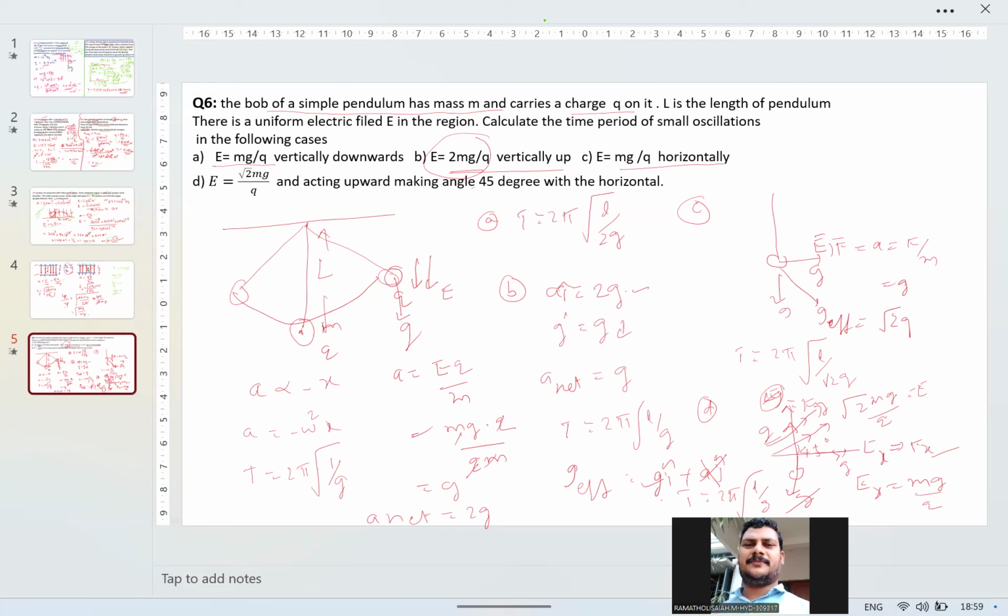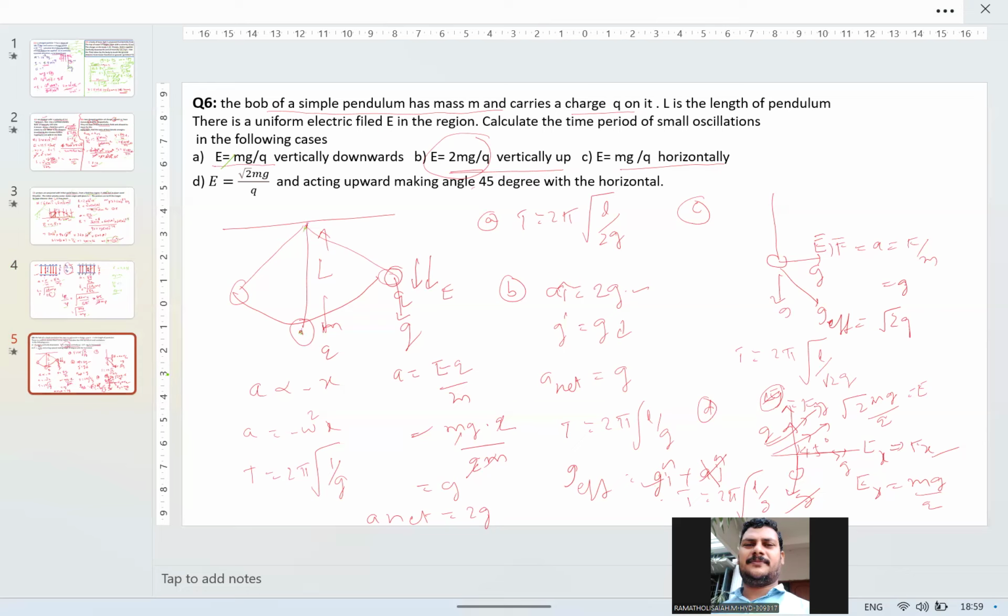Coming here, from the fixed point to the center of the bob is called the length of the pendulum. It oscillates because of the restoring force, which is only mg sin theta. But here, in addition to mg, we are applying an electric force, because the bob has some charge. When an electric field is applied, it gains acceleration.